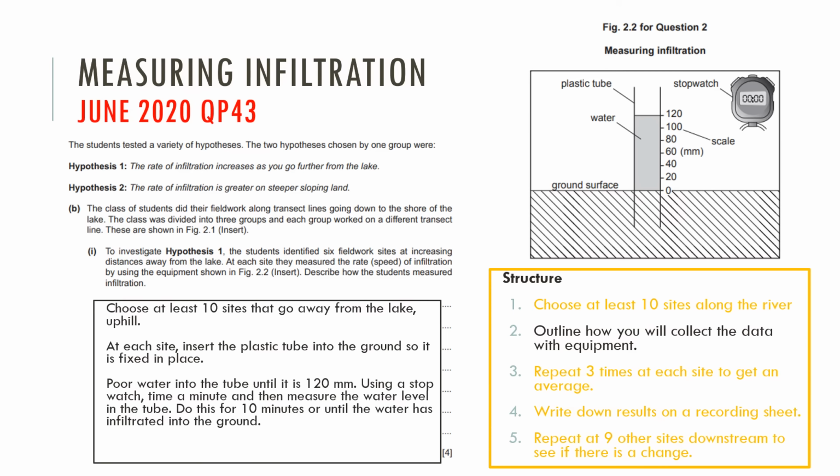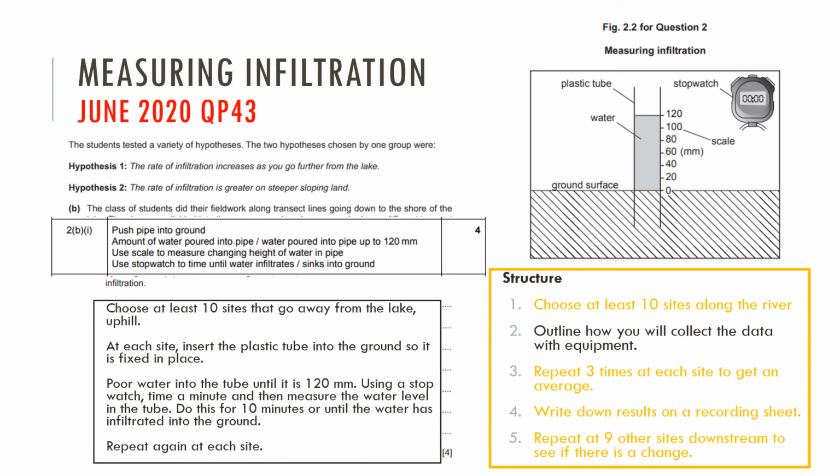I pour water into the tube until it is 120 millimeters, that you can see there, and using a stopwatch time a minute and then measure the water level in the tube. Do this for 10 minutes or until the water has infiltrated into the ground. So every minute you are recording the level of that tube. I repeat again at each site, and I record my results on a recording sheet. And this is the mark scheme. So again, pause the video, look at what you have to write, and include that in your notes.